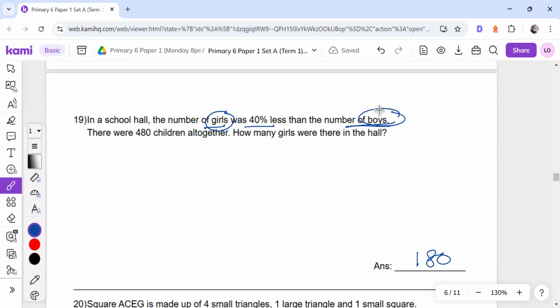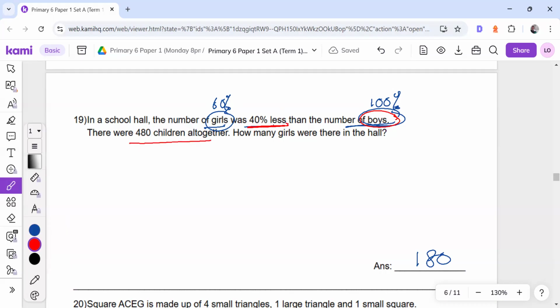The first group is the girls, the second group is the boys, the second group is always 100%. And the first group, the girls, is the first group. So you take 100 minus 40, 60. Can remember that? This will come out in your paper two. Paper two, you have something like that. So always remember, second group is always 100%. Then if there's 40% lesser, you just minus 40 to get the girls.